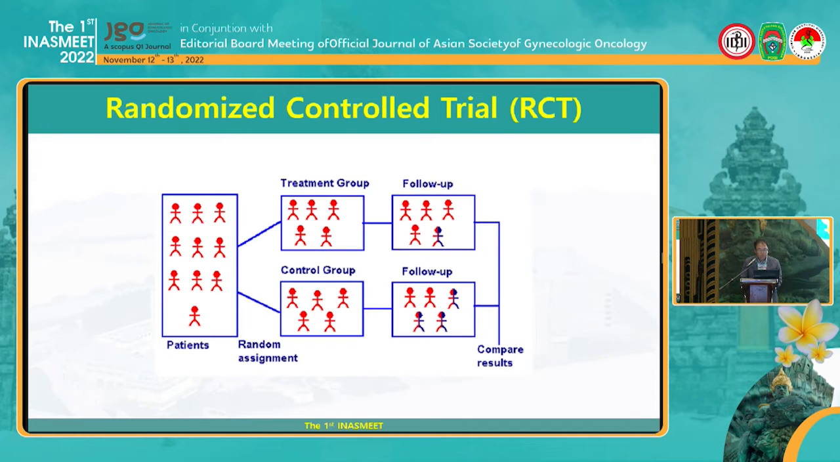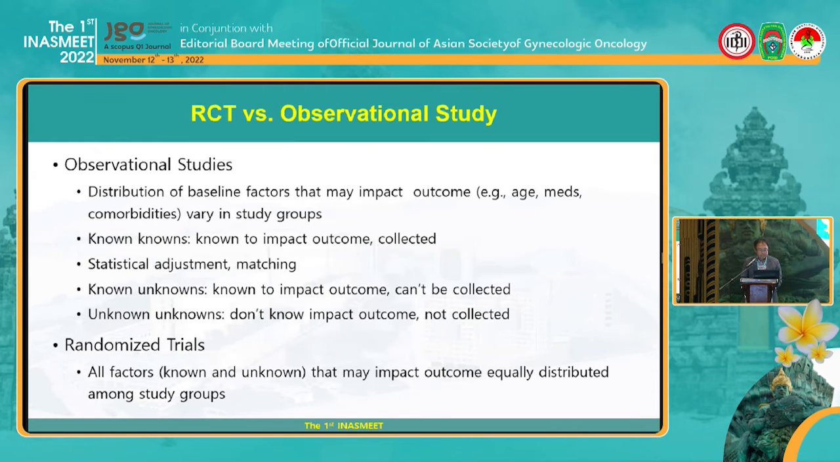The randomized controlled trial is the most rigorous and robust research method of determining whether a cause-effect relation exists between an intervention and an outcome. High-quality evidence can be generated by performing a randomized controlled trial when evaluating the effectiveness and safety of an intervention. The biggest difference between the randomized controlled trial and other observational study designs is that all factors that may impact the outcome are equally distributed among study groups in a randomized controlled trial.